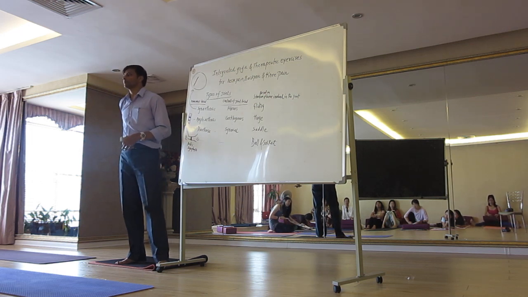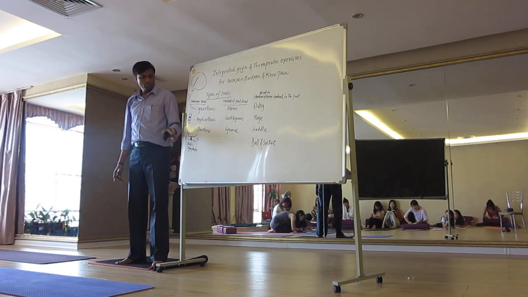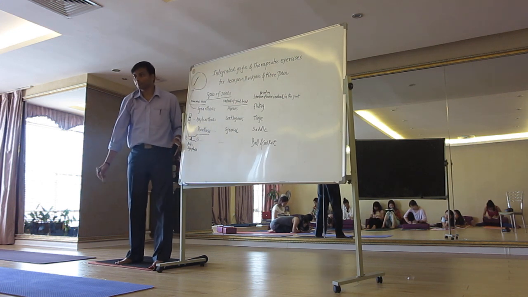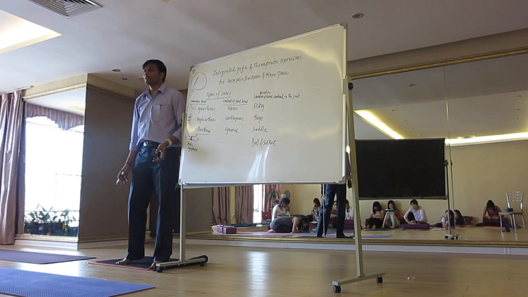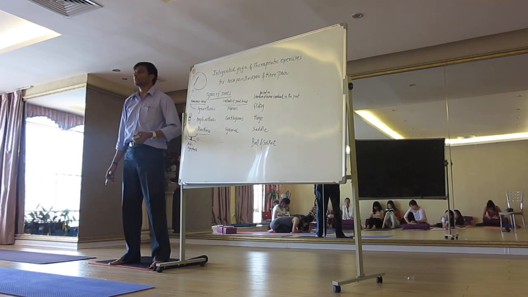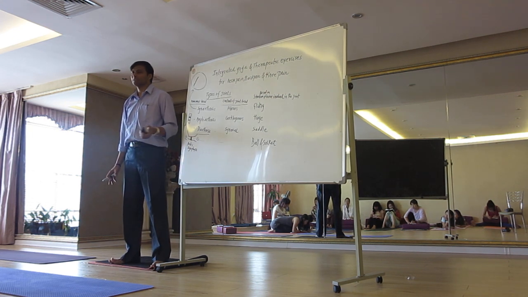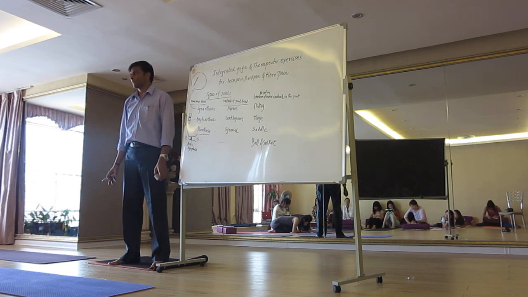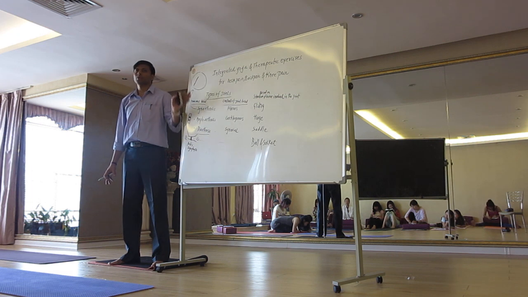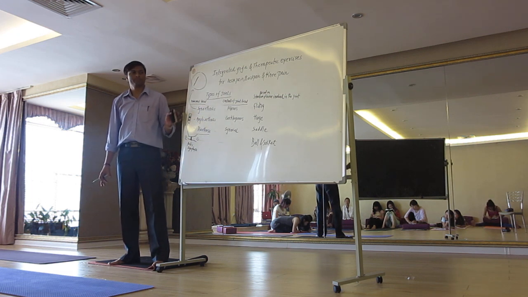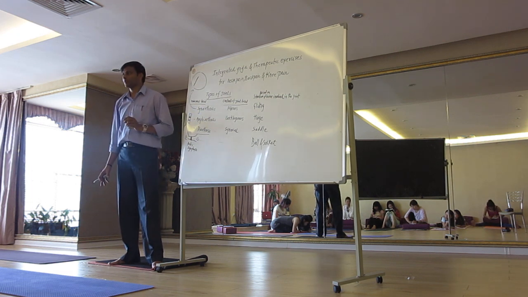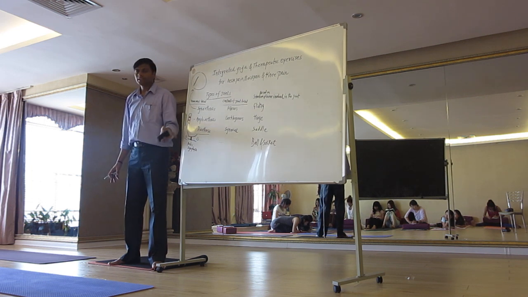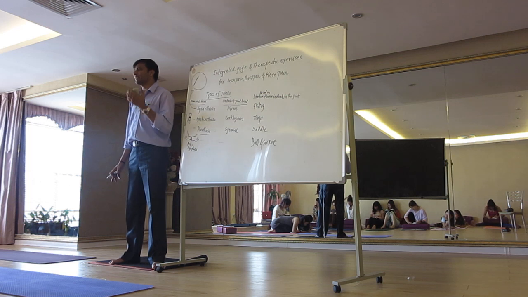Most of the joints come in this category. Shoulder joint, knee joint, elbow joint, ankle joint. So this is one way of dividing joints. Second is based on what is the content of the joint.